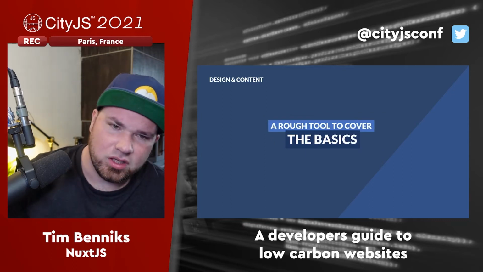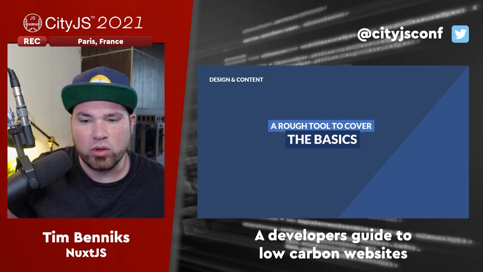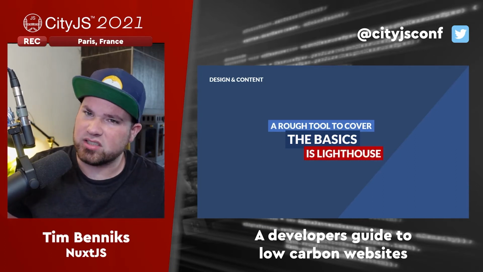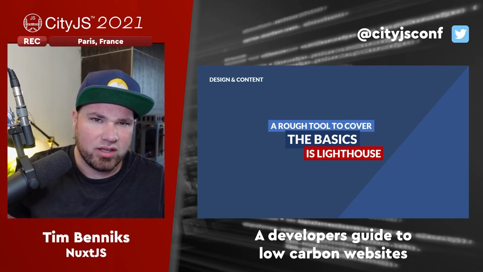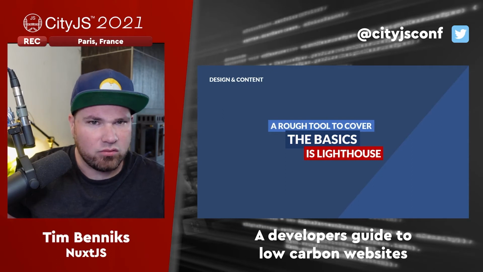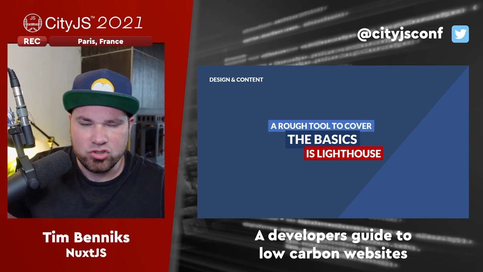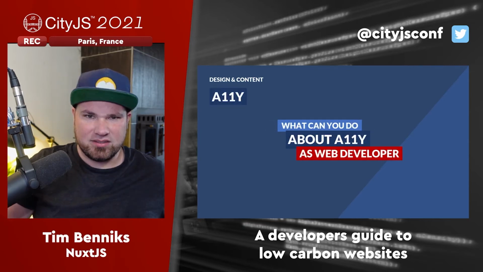So a rough tool to cover the basics and figure out where you stand with your website is just running Lighthouse, because it gives you a bunch of best practices, accessibility stuff, performance goals. It's not as refined and super specific about what you need, but this will cover like 95%. So it's all good. Just run an audit and see where you are, right? So let's talk about accessibility for a bit.